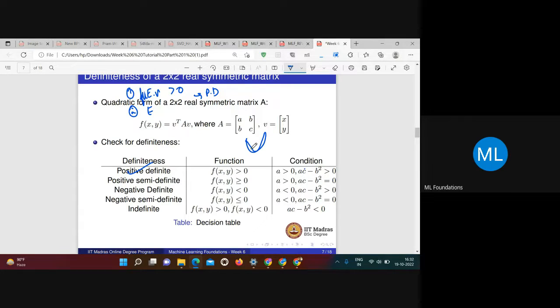You can imagine that as an upward ball, and the positive semi-definite function is where the function is greater than or equal to 0, or you can say the eigenvalues should be greater than 0 and some can be 0 also. Okay, there the determinant is equal to 0 and A is positive. So it's also upward, but it's not a ball. You can imagine that as a valley. A valley generally has a plane of values where the values would be 0.